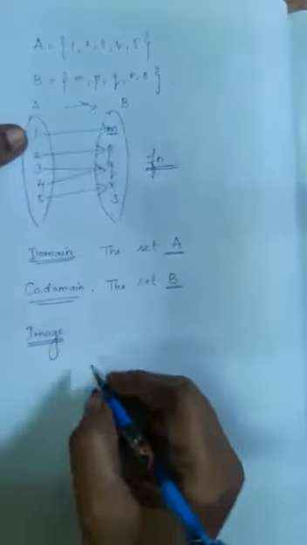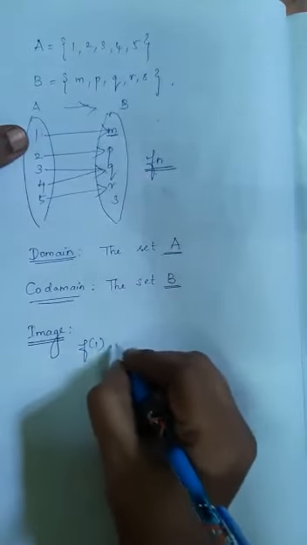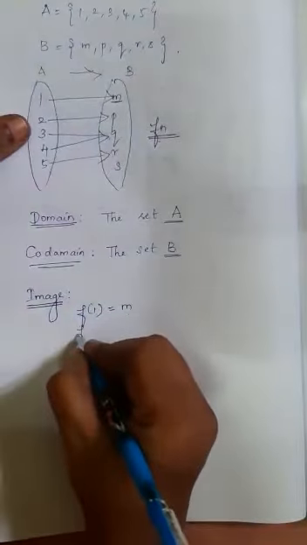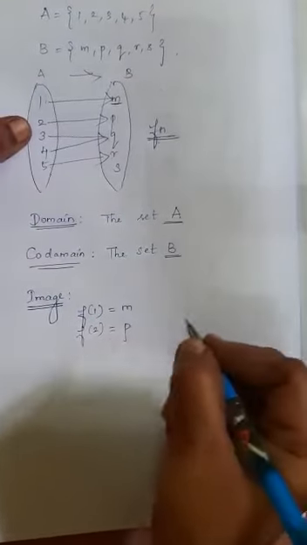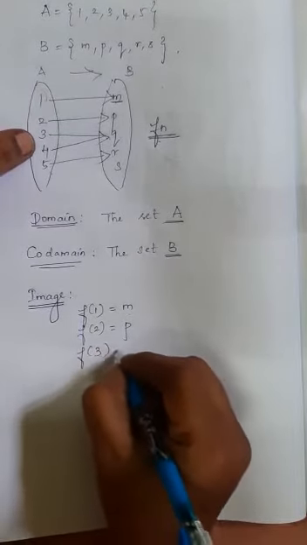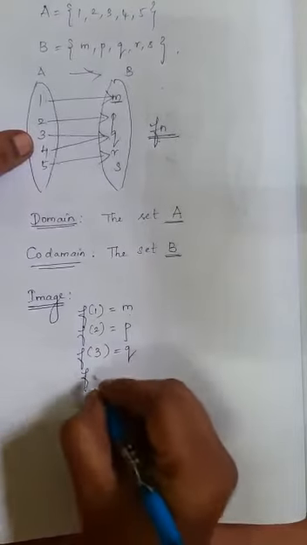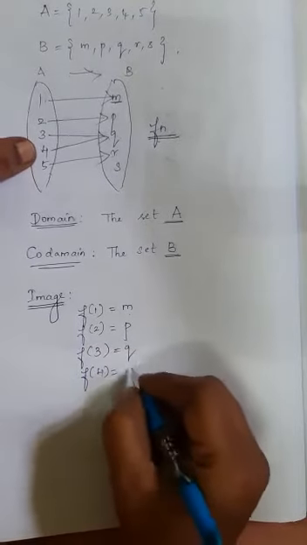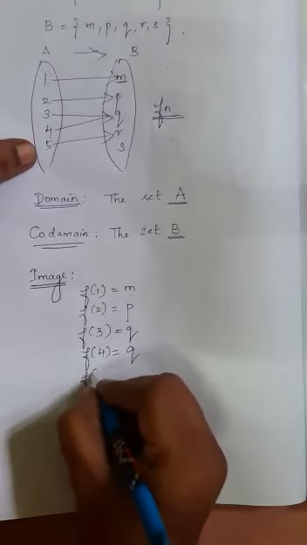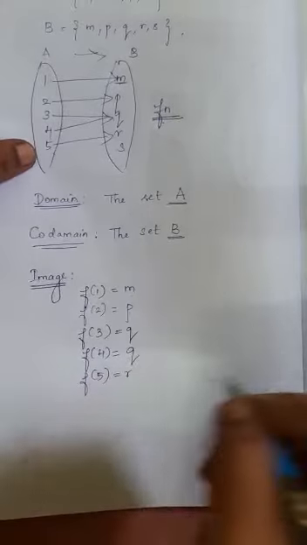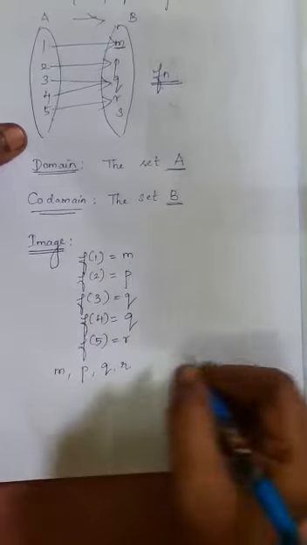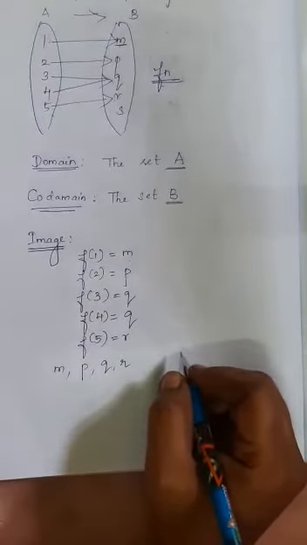So how will you write the image? The function of 1 has the answer M, so this M is the image. The function of 2 gets the answer P, so P is the image. The function of 3 gets the answer Q, so Q is the image. The function of 4 gets the answer, again, Q. The function of 5, the answer is R, so R is the image. So what will you write? M, P, Q and R are the images of the input.